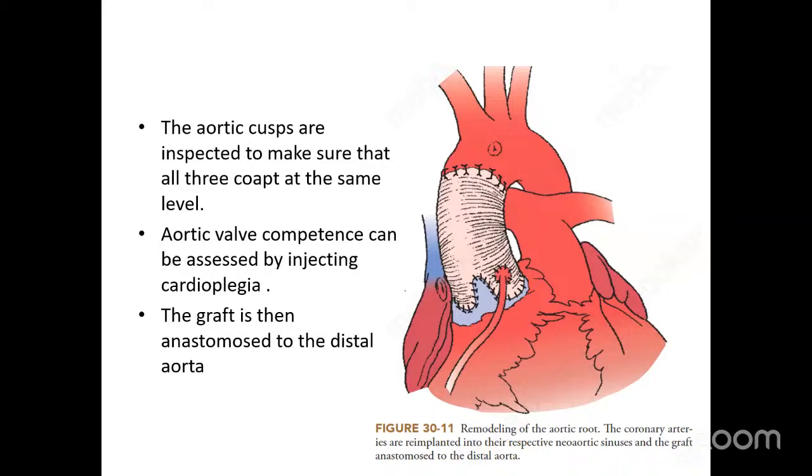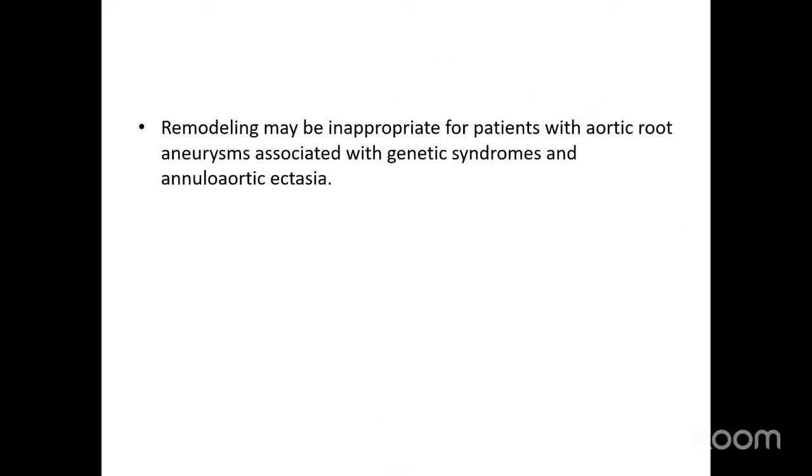The aortic cusps are inspected to make sure that all three act at the same level. Very important. Aortic valve competence can be assessed by injecting cardioplegia. The graft is then anastomosed to the distal aorta. Remodeling may be inappropriate for patients with aortic root aneurysms associated with genetic syndrome and annular aortic ectasia.